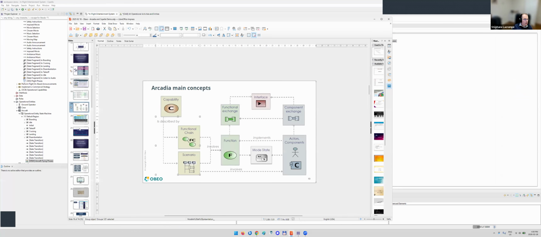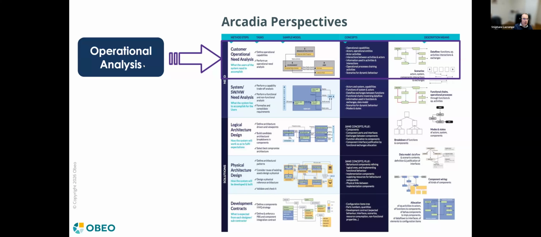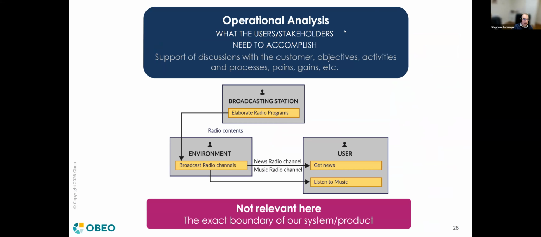All right, I just wanted to quickly go back to the presentation. What we've seen right now is the first perspective in the Arcadia methodology, which is the operational analysis level. So what we are trying to do is develop a model that answers the question of what the users and stakeholders need to accomplish. We are not modeling the need. This is just another example for a radio, where we are explaining the context of where a radio would operate, but not modeling the radio itself right now.